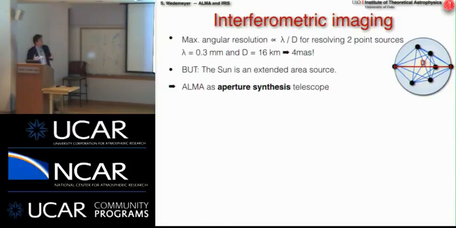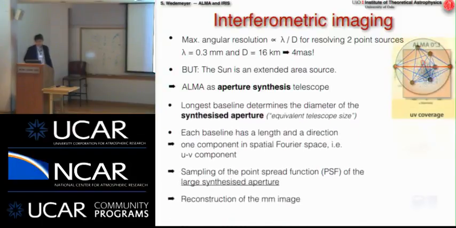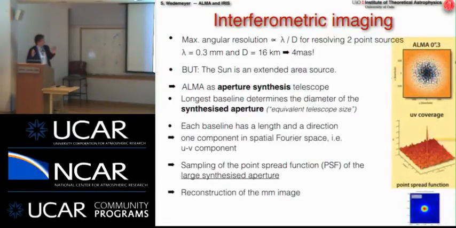That means you have to do it a bit differently, and we use then ALMA as an aperture synthesis telescope. What does that mean? So in principle, you take the largest distance of your antennas that you have there, and this defines the effective aperture of the telescope that you're synthesizing. And the individual antennas then sample different spatial components, Fourier components in this aperture, and through that you can reconstruct the point spread function of this large telescope, and that you can use then to reconstruct millimeter maps, as if you had maybe a telescope with 1 kilometer diameter.